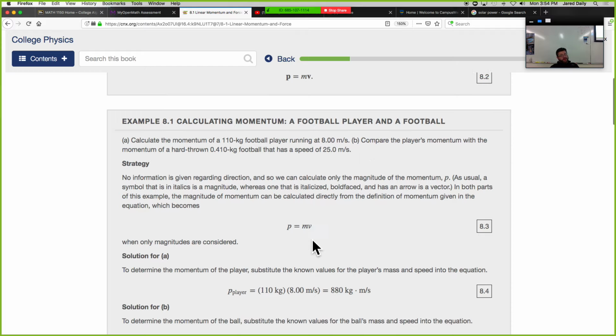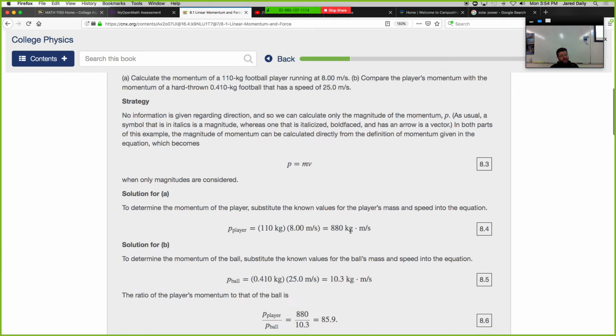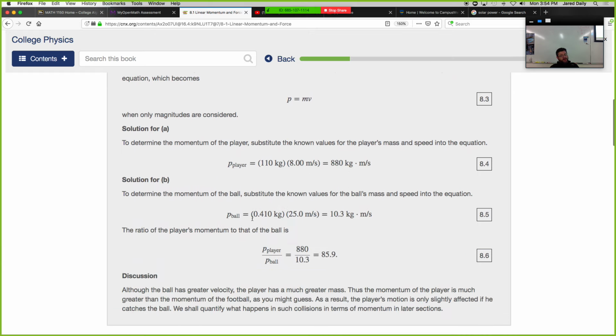So momentum of the football player, 110 times 8, 880. Momentum of the ball, 0.410 times 25, 10.3. So here's the momentum of the football player, here's the momentum of the ball. The momentum of the ball is about 1/10 or 1/8 the momentum of the player, right? 1/9 almost. I mean, a little bit.